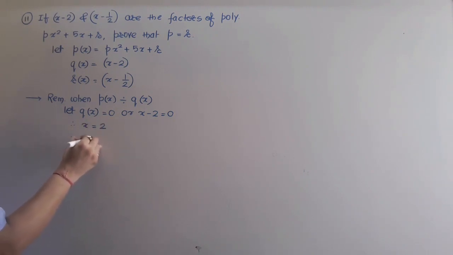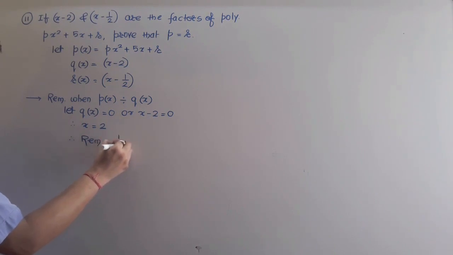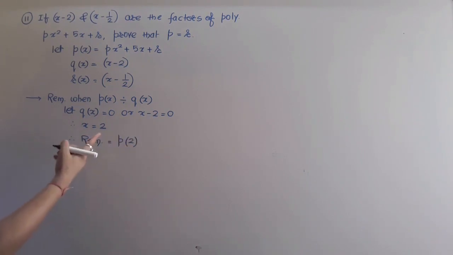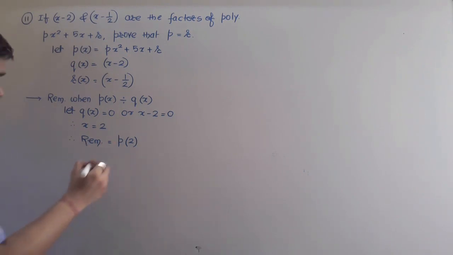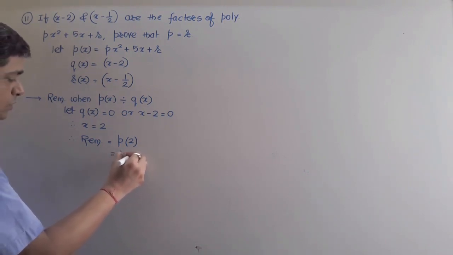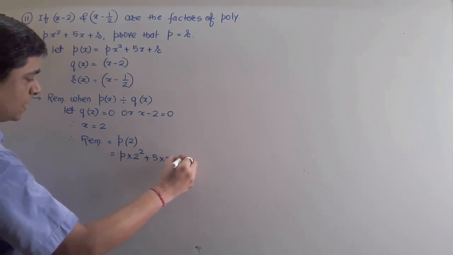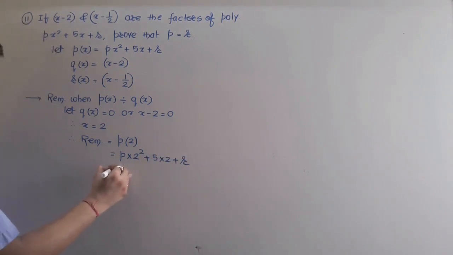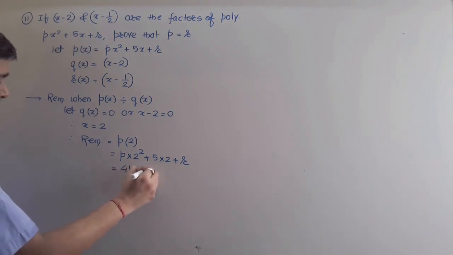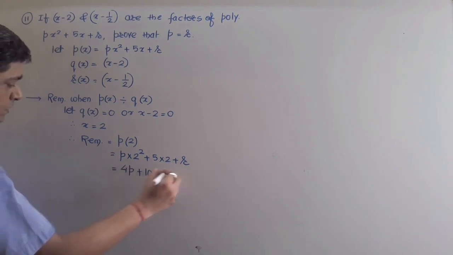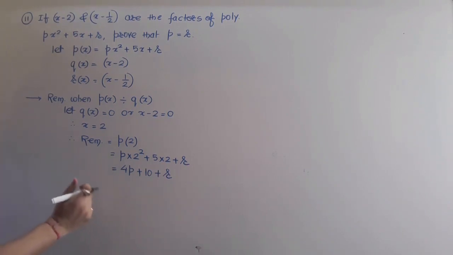Therefore, what will be the remainder here? Remainder I can say that is p of 2, because this value of x I will keep in p(x). So I will try to find out the value of p of 2. Now let us calculate the value of p of 2. That will be p into square of 2 plus 5 into 2 plus r. Okay, so this will come as 4p plus 10 plus r, right? And this remainder I am taking as, suppose I take it as r1. I give the name as r1.